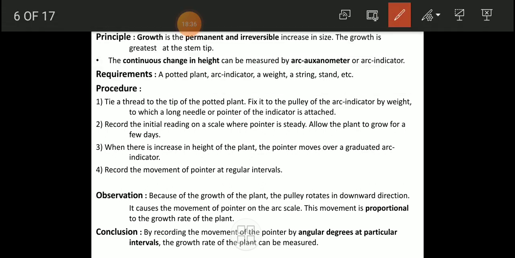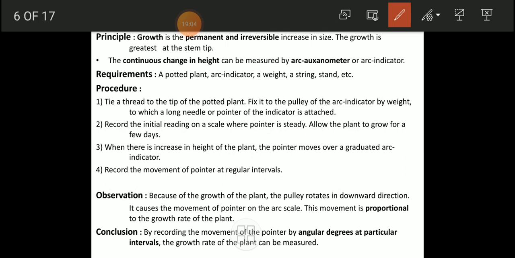The growth is greatest at the stem tip. The growth actually takes place at the tip of the plant, the shoot of the plant. We know that meristems are present, and meristem tissue has the capacity to undergo division and redivision, isn't it? Because of that, we see that the growth rate is very fast at the stem tip.